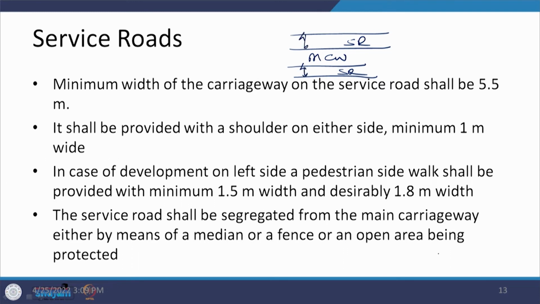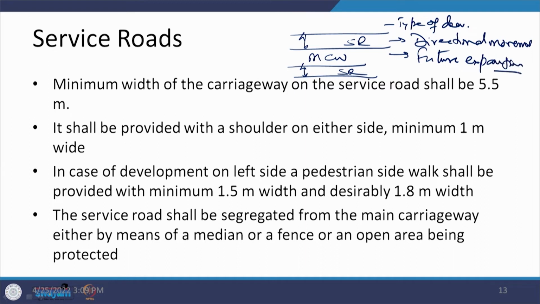Now, the width of the service road is going to be defined by different factors like the type of development, the directional movement, and the future expansion which can be there of the road system. Now, when we say the type of development, actually this is attracting the traffic, or it is also going to generate the traffic. So, both of the things can be there in this case.